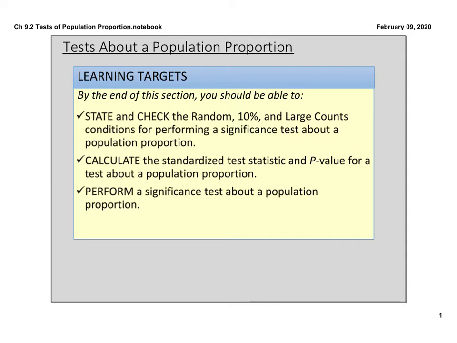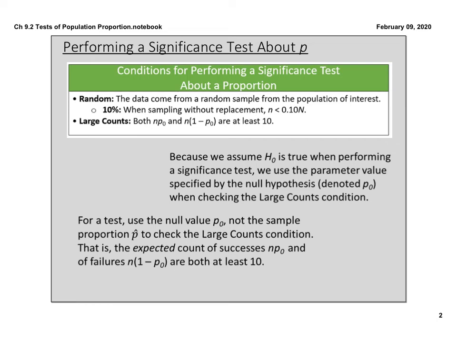We're going to split this section into two parts again, and today we're going to actually carry out a test of significance for a population proportion. So let's just review the conditions that we need.